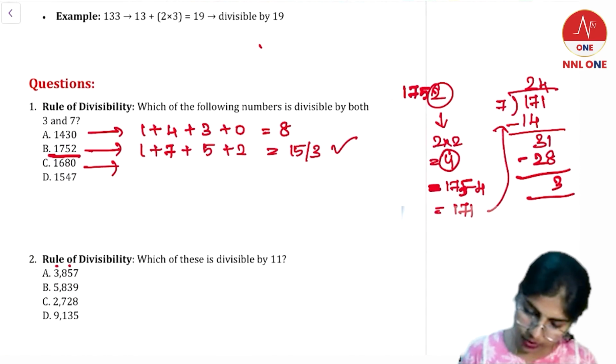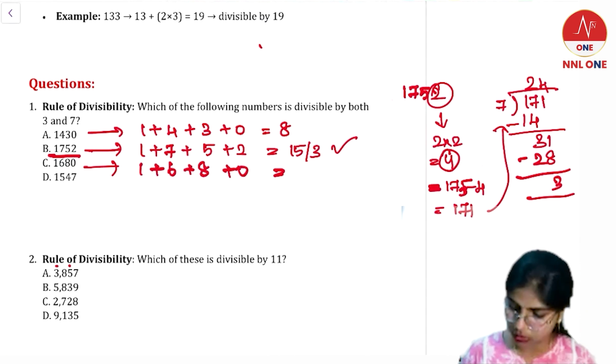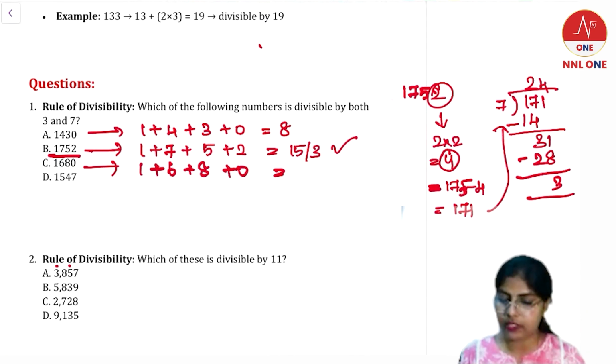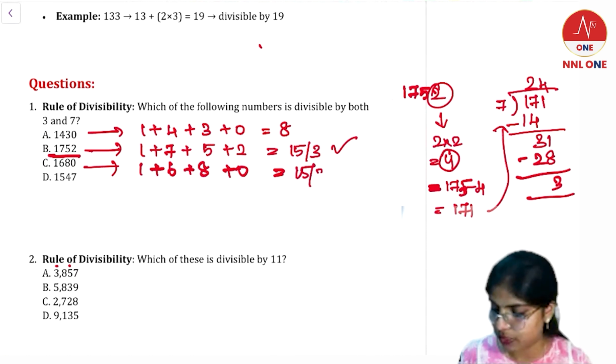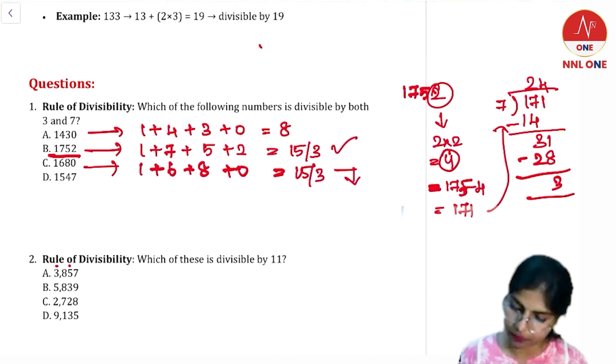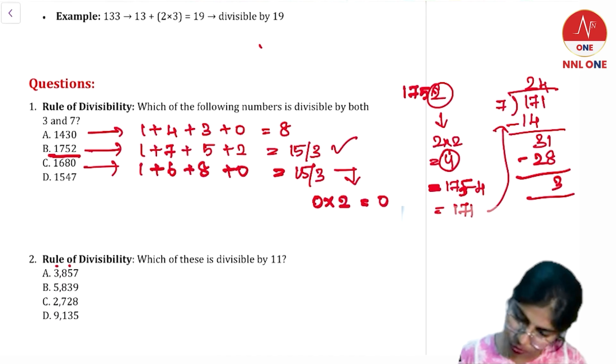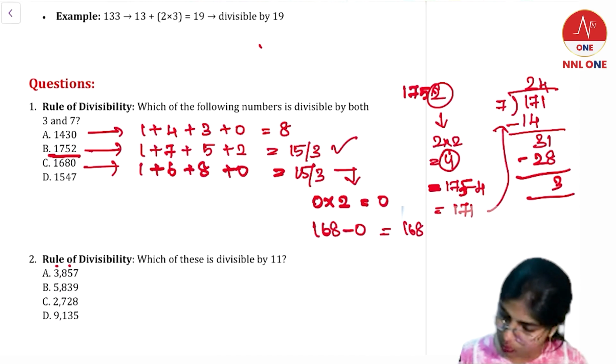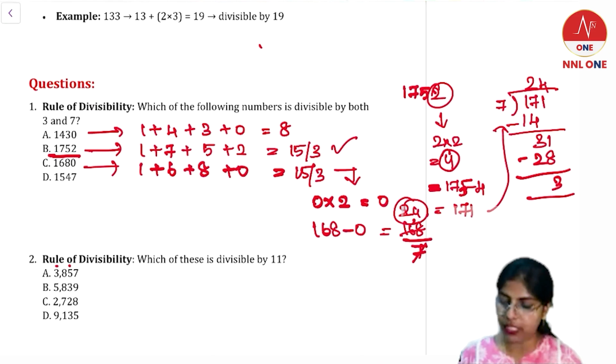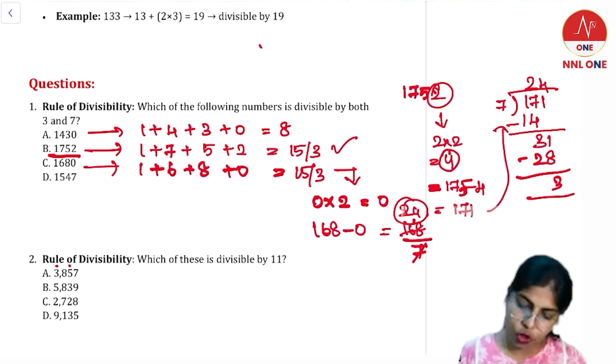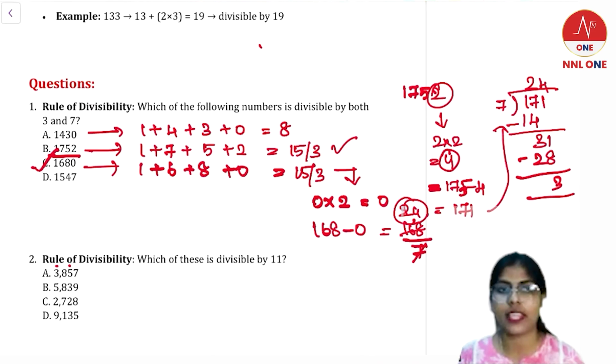Next, we are going to check 1680. 1 plus 6 plus 8 plus 0. 6 plus 1 is 7. 7 plus 8 is 15. 15 is divisible by 3. We'll check with 7. 0 into 2 is 0. So 168 minus 0 is 168. 7 2s are 14. Remainder 2, 7 4s are 28. So it is also divisible by 7. So the answer for option 1 is C. 1680 is divisible both by 3 and 7.